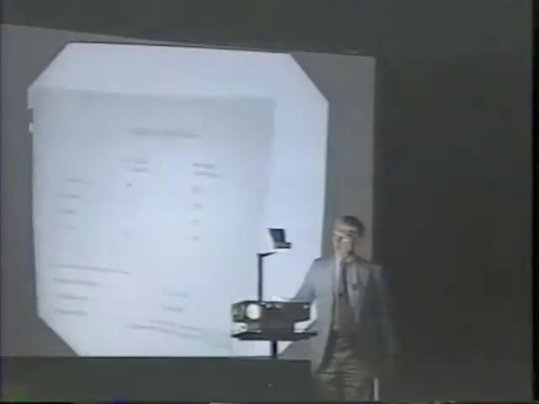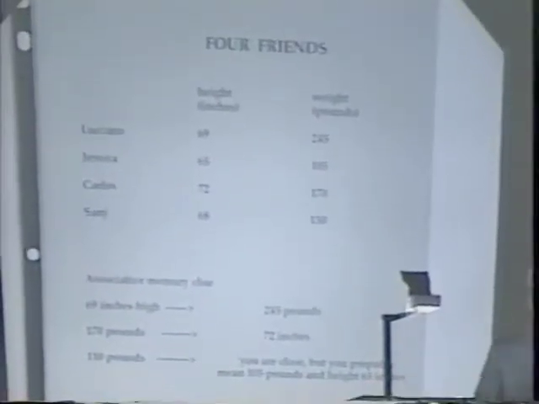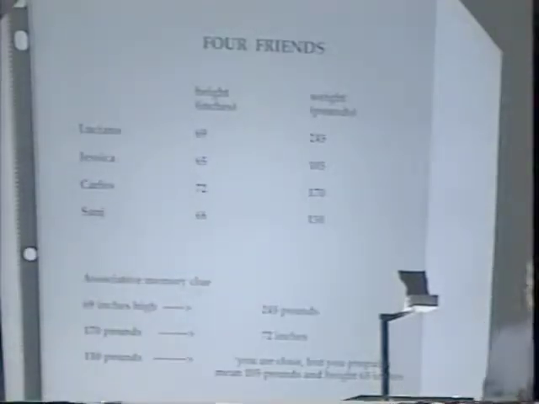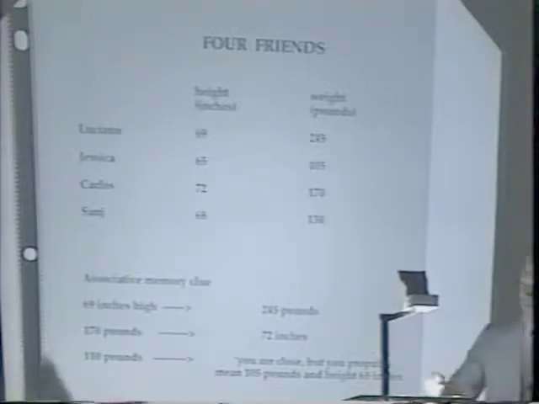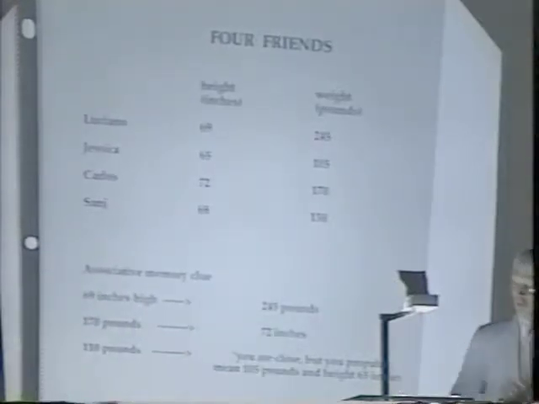I'm going to try to build the idea of associative memory up by nuts and bolts, and what the associative process is. Here are 4 people that I know, their heights and their weights. I suppose this is all I know about the people. Then I have just a few facts, and associative memory is supposed to be able to do something like the following. If I say 69 inches high, it's supposed to say 245 pounds.